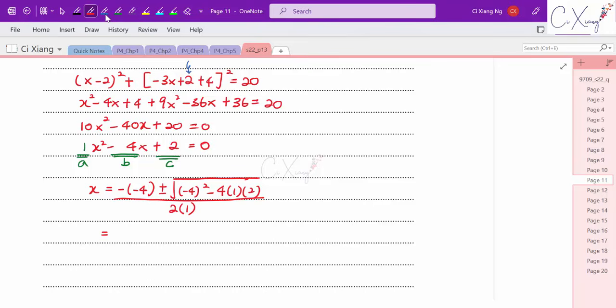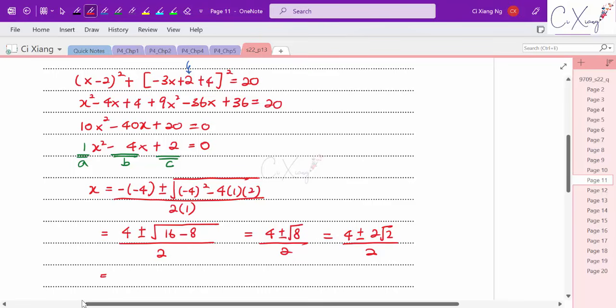Simplifying it, I'm having 4 plus minus the square root of negative 4 squared, which is 16, minus 8, divided by 2. Next step, I'm having 4 plus minus square root 8 divided by 2. Let's simplify the square root 8. I'm having 2 square root 2 divided by 2. So dividing every term by 2, I will have 2 plus minus square root 2.